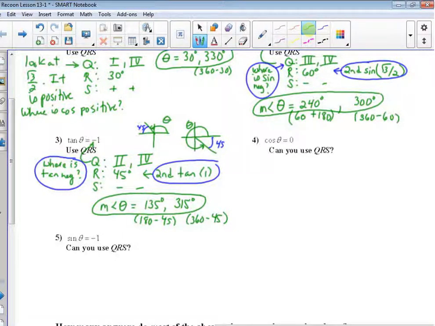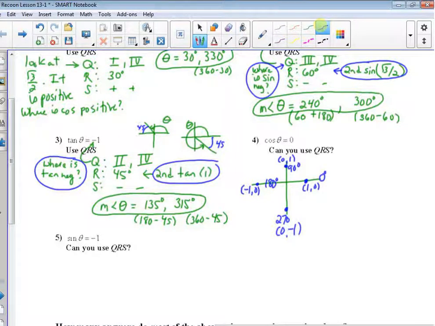Now on number 4 and 5, if it says 0, 1, or -1 for cosine or sine, those are not quadrantal. Those are not in a quadrant. They are quadrantal angles, which means that you can only have answers of 90, 180, 270. So if you look at the unit circle, and you take your point here at 1, 0, which is 0 degrees, and then we have 0, 1, which is 90, and -1, 0, which is 180, and 270, we are at 0, -1.